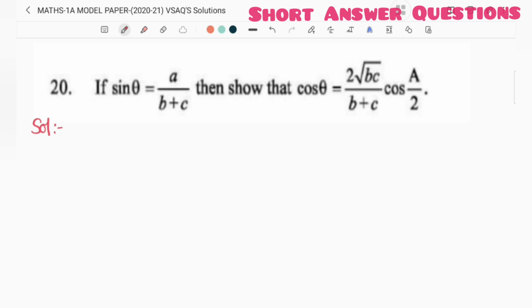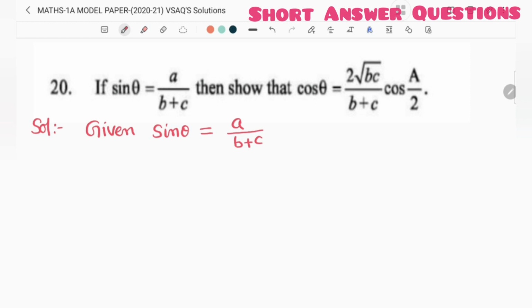The next question. If sin theta equals a by b plus c, then show that cos theta equals 2 root over bc by b plus c into cos A by 2. So we need to calculate the cos theta value. First, given sin theta equals a by b plus c.